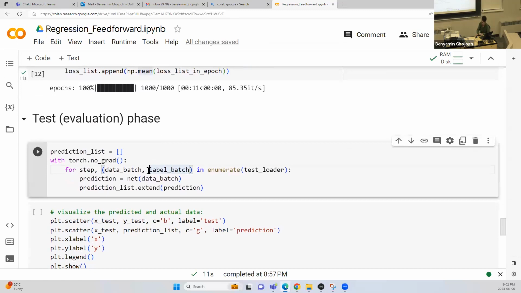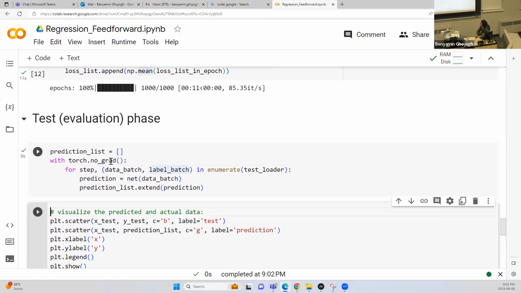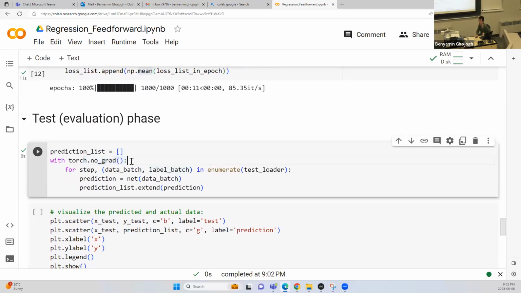Then test. In the test phase, prediction list. With torch.no_grad, this is important. In the test phase, we don't need gradients anymore, right? We are not training, using gradient descent with Adam and these things. So we have to say torch.no_grad. Hey Torch, don't use grad. Inside that, I use a for loop over the test loader. It gives me a data batch and label batch without shuffle, because I set shuffle to false. Then I pass it to the net. It gives me the prediction. I put the predictions next to each other in a list.